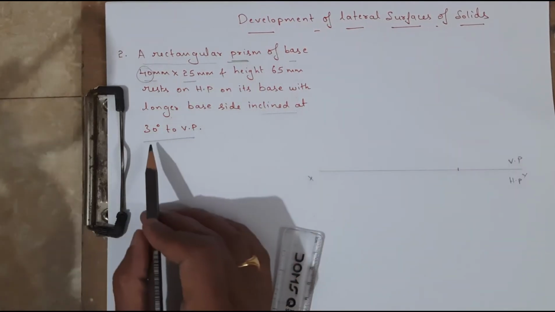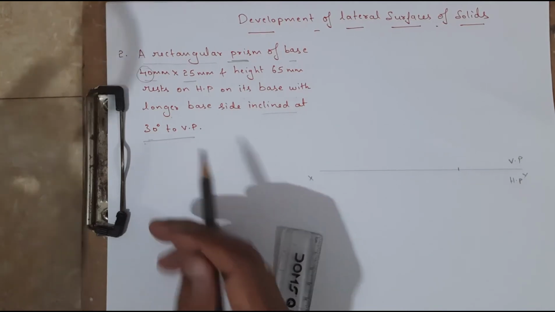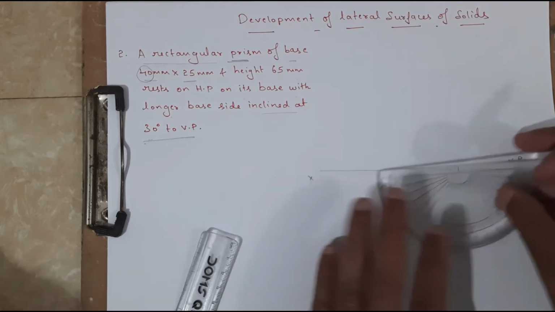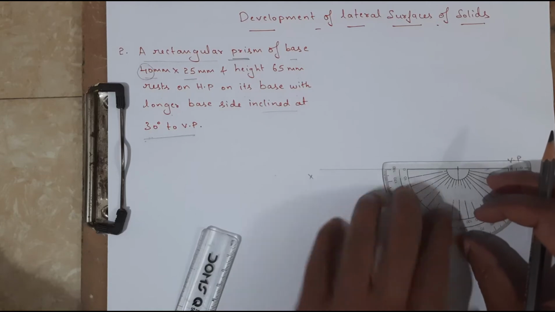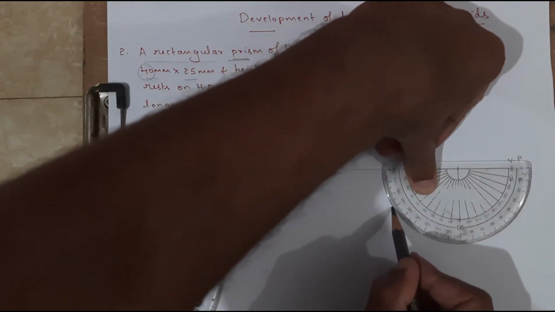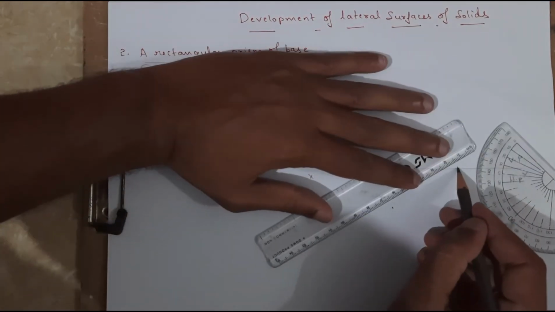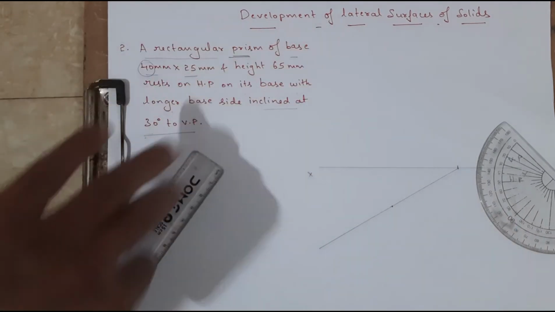See what that is telling? The longer side is inclined at an angle of how much? 30 degrees to VP. Therefore, I am going to fix one point on the XY line. From this point, I am going to draw a line which is inclined at an angle of how much? 30 degrees. Okay, mark 30 degrees.